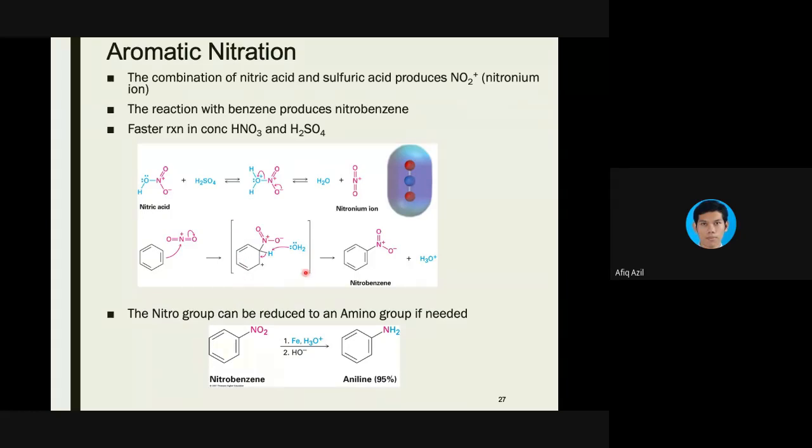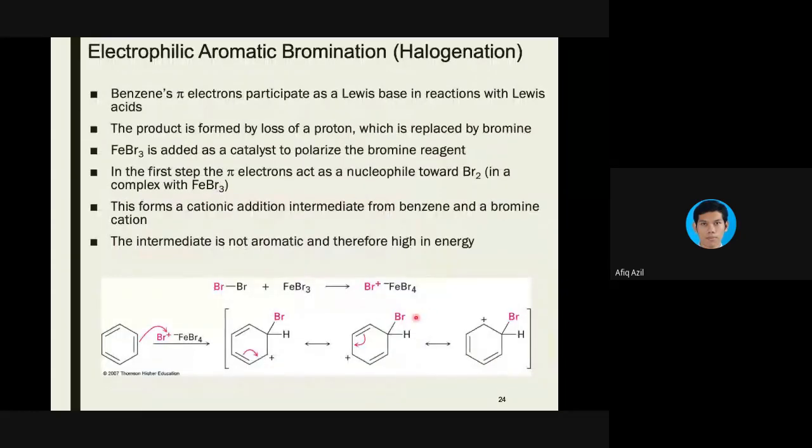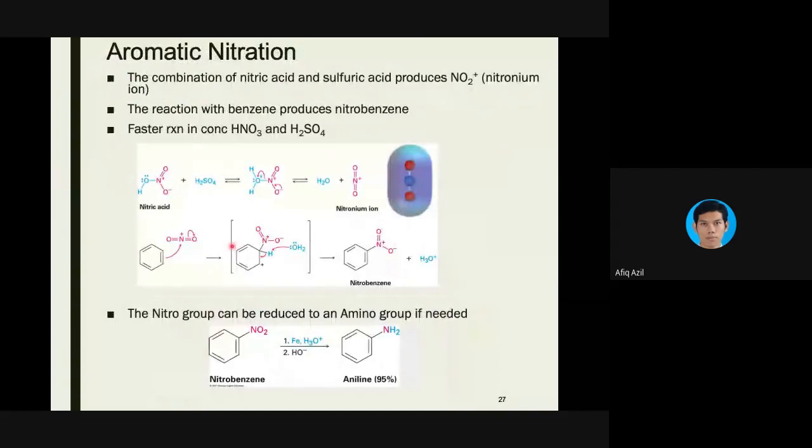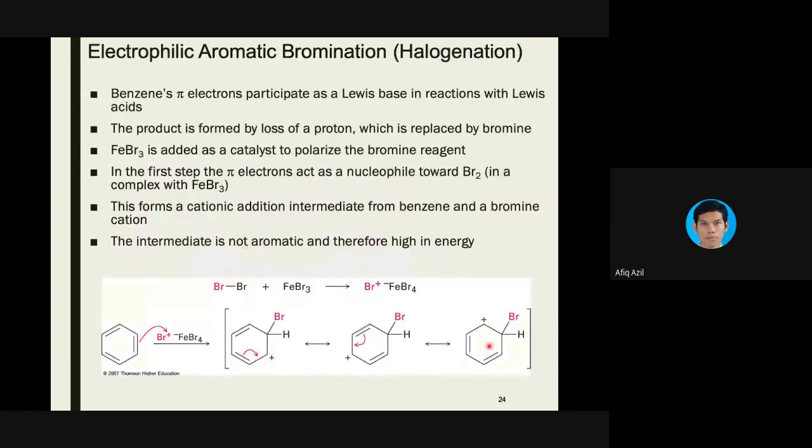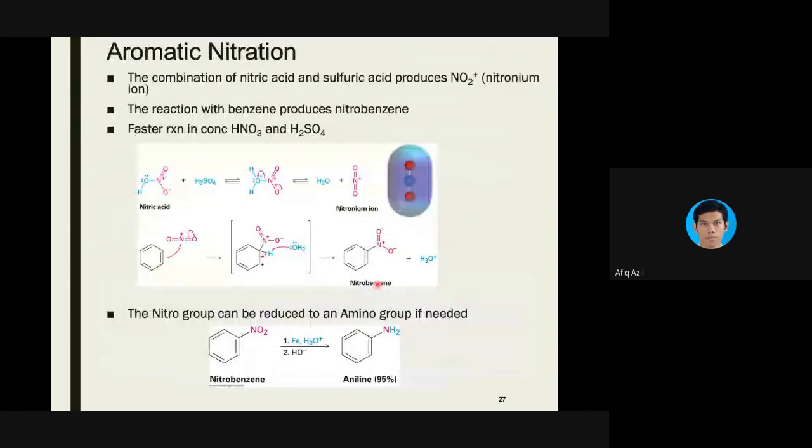Actually, there are another two, the same as this one. The intermediate can be drawn three ways, but if the question asks you to write a mechanism and doesn't specify that you draw all of the resonance forms, it is sufficient to draw only one. Unless it is stated in the question to draw all resonance forms of the intermediate, you can draw just one only. No need to draw all three like this. So this is the product that you will get, nitrobenzene.